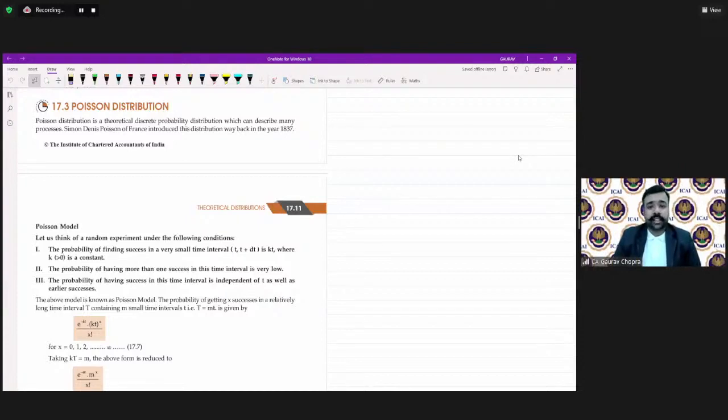So in today's class, we will be doing Poisson distribution. In yesterday's class, we had completed binomial distribution, and in today's class, we are doing Poisson distribution.